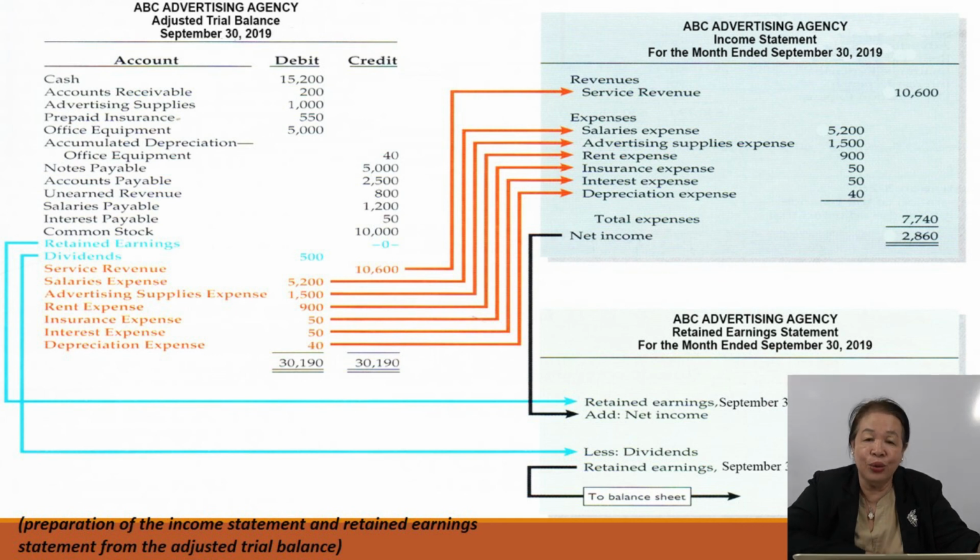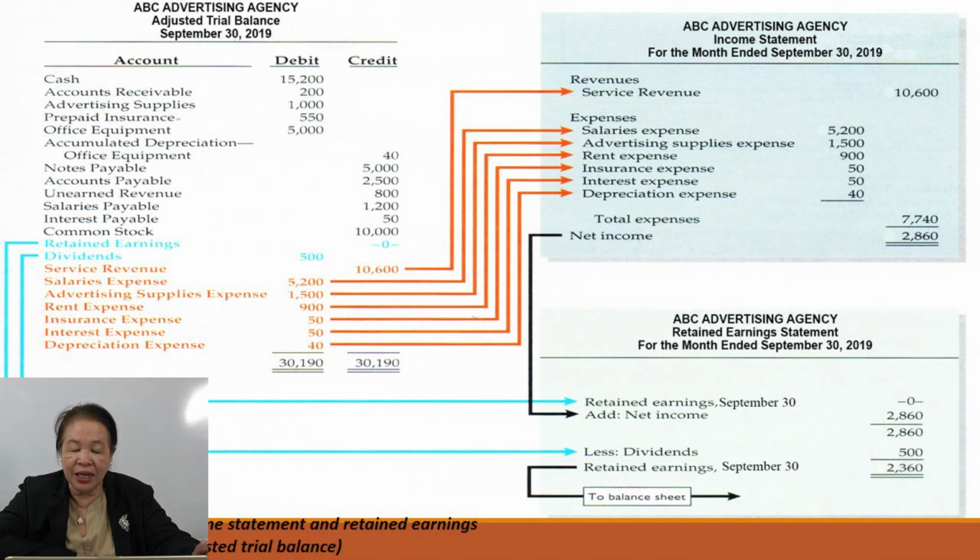And then, doon sa mga balances sa ledger na sinabi ko sa inyo kanina, isa-isa, yung ending balance ng salaries expense, advertising, supply expense, rent expense. So, nandyan na lahat, dinala na natin dito sa income statement. So, magkano yung total niyan? 7,740. So, magkano yung net income natin? 2,860. Ngayon, itong 2,860 na net income, saan naman natin yan dadalhin?